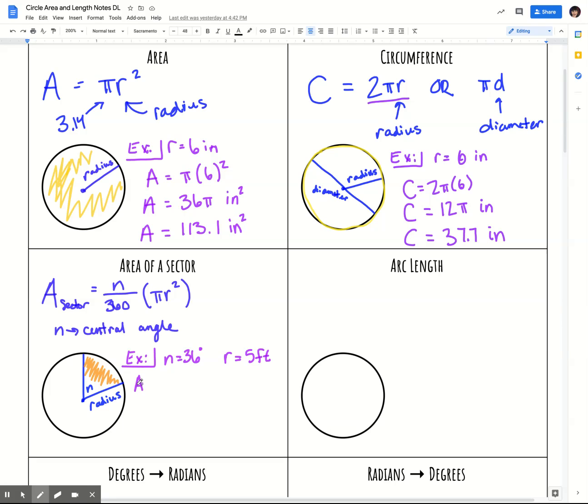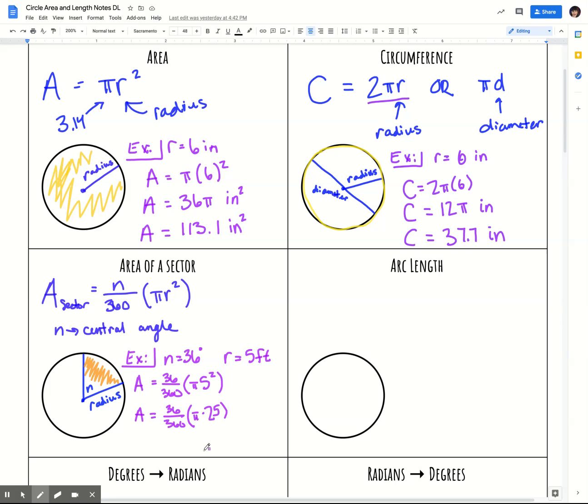So the area of my sector is 36 divided by 360 times pi times 5 squared. I'm just going to do this in the order that I normally would do any order of operations problem, right? So I'm going to deal with my exponent first. So I have 36 over 360, and then pi times 25.